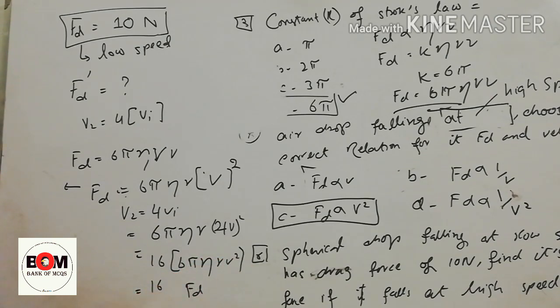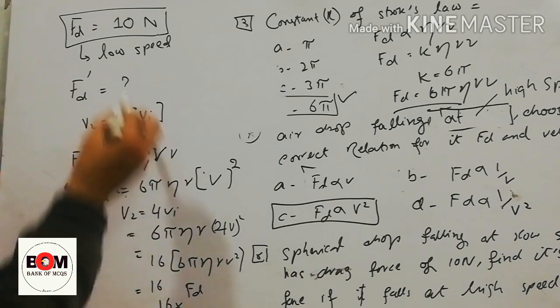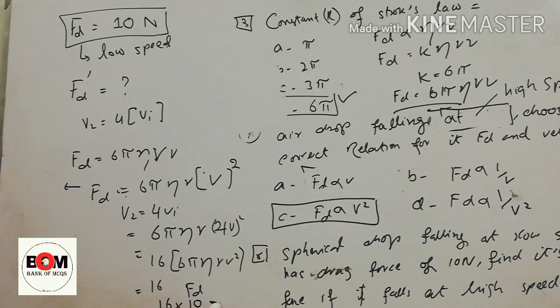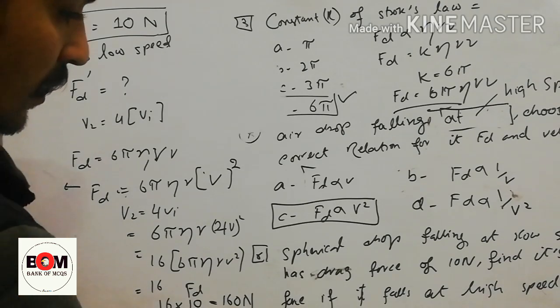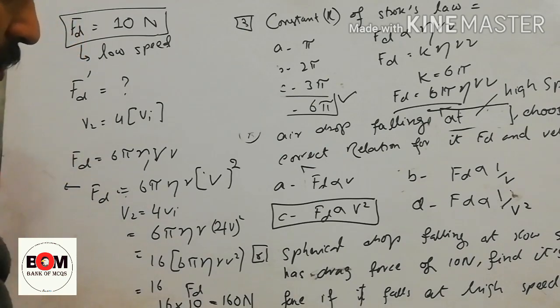16 times the force will increase. So 16 multiplied by where Fd was 10 Newton, that is 160 Newton. So the answer is 160 Newton. B is 60 Newton, C is both of these, or D is none of these. So option 160 is the right answer.